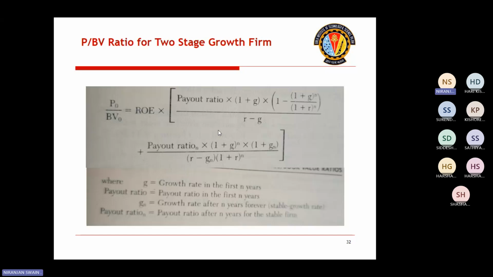Stable growth period: the payout is 68%. The growth has come down. 68% into 1.08, growth has come down, into 1.20 to the power 5, divided by k minus g. K is 11.5% minus 8%, into 1 plus k, that is 1.115 to the power 5. Isn't it? Yes or no?